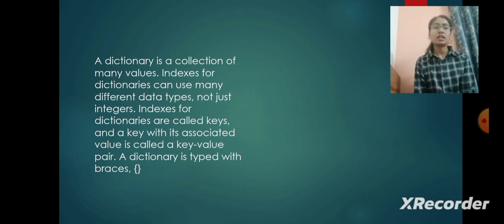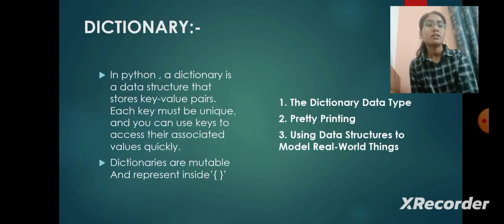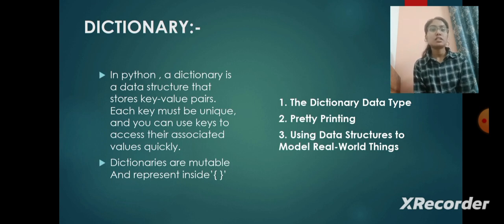A dictionary is a collection of many values. Indexes for dictionaries can use many different data types, not just integers. Indexes for dictionaries are called keys, and a key with its associated value is called a key value pair. A dictionary is a type with brackets, that is flower bracket. In Python, a dictionary is a data structure that stores key value pairs. Each key must be unique, and you can use keys to access their associated values quickly. And dictionaries are mutable and are represented inside square bracket. And some steps of dictionaries are the dictionary data type, pretty printing, and third one is using data structure to model real world things.